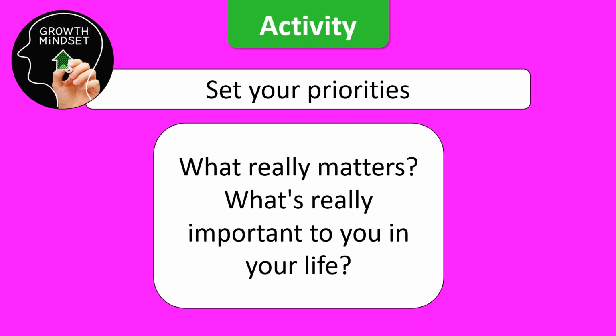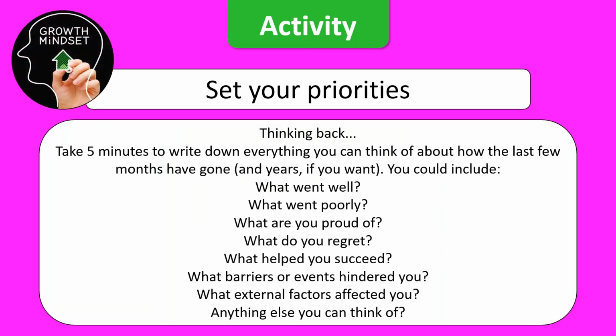Right, let's move on to the next one. I'm sure everybody has something that they could automatically, just without even thinking, write down what is important to you. So the next one, I want us to write down everything that you can think about how the last few months have gone, or even years if you want. Write down things and include what went well, what didn't go so well, what are you really proud of, what do you regret, what helps you succeed, what barriers or events have hindered you, what external factors affected you, or anything else that you can think of. Think back on things that have happened over the last couple of years, months, it might even be just weeks.